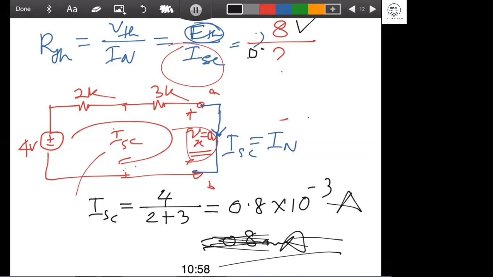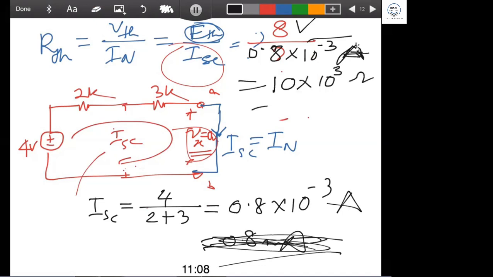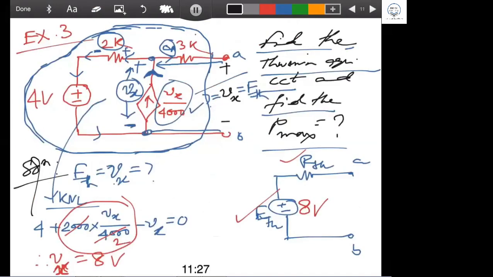Volt divided by ampere gives you the ohm directly. So what is the answer? Is it 10 times 10 to the power 3 ohm? Or you can say 10 kilo ohm, right? Yes, sir. So this is your Thevenin resistance. Thevenin resistance is 10K. Good. Now you see, this is what we have found: the value of R Thevenin is 10K. Full stop.